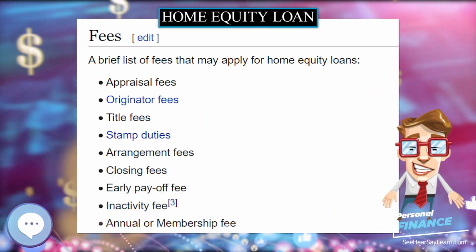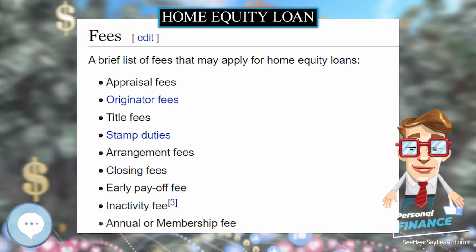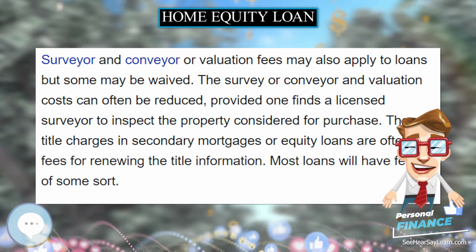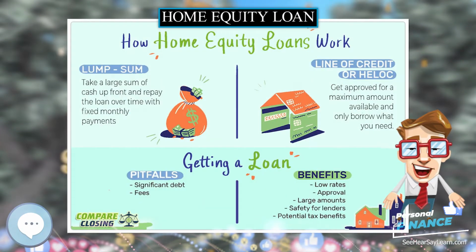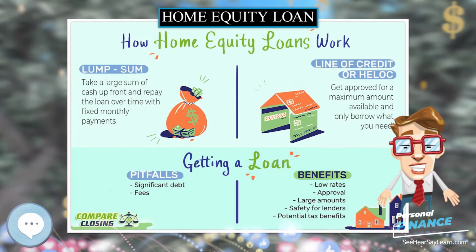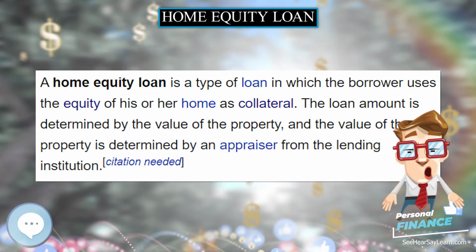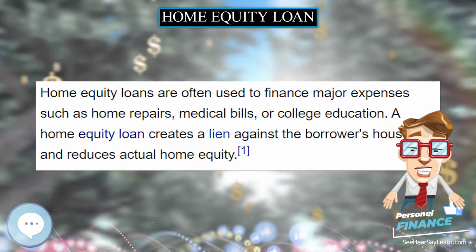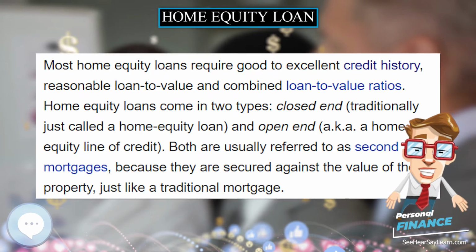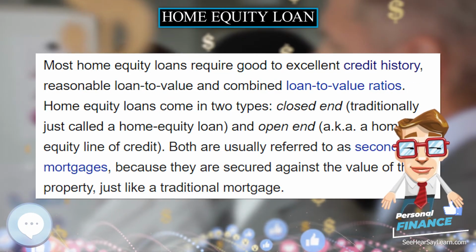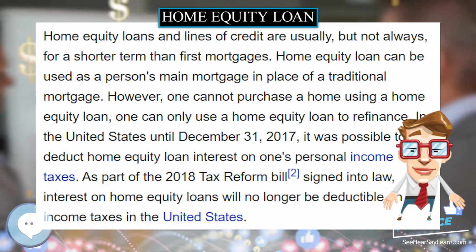A home equity loan can be used as a person's main mortgage in place of a traditional mortgage. However, one cannot purchase a home using a home equity loan; one can only use a home equity loan to refinance. In the United States until December 31, 2017, it was possible to deduct home equity loan interest on one's personal income taxes. As part of the 2018 tax reform bill signed into law, interest on home equity loans will no longer be deductible on income taxes in the United States.